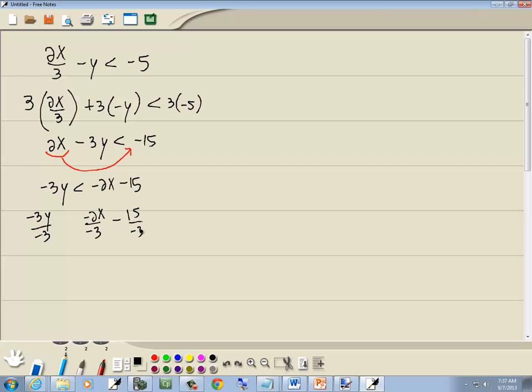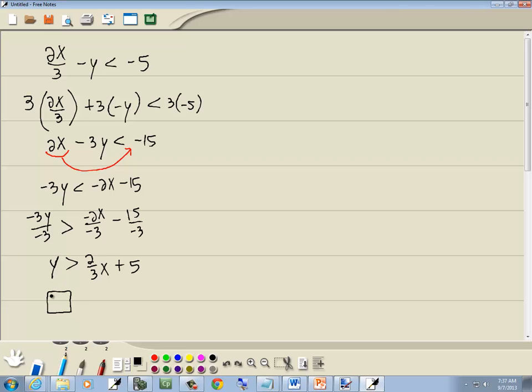Now remember, when you divide everything by a negative number, you flip the inequality symbol, so this becomes a greater than. So we've got y is greater than, these negatives cancel, and I got 2/3 x, and negative negative becomes positive, and 15 divided by 3 gives us 5. We got y by itself, so we're ready to graph it now.